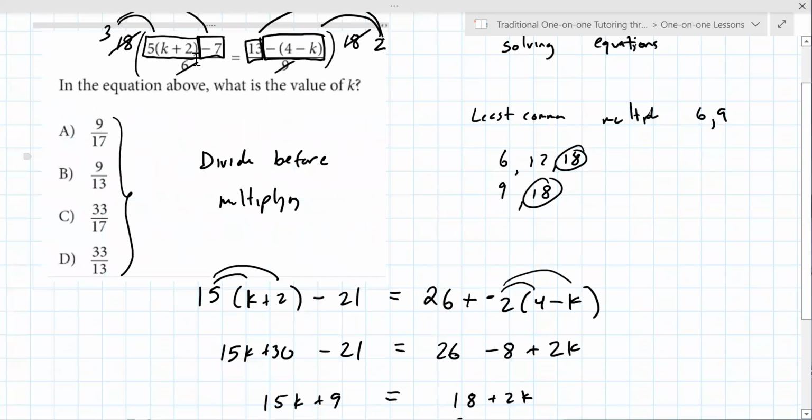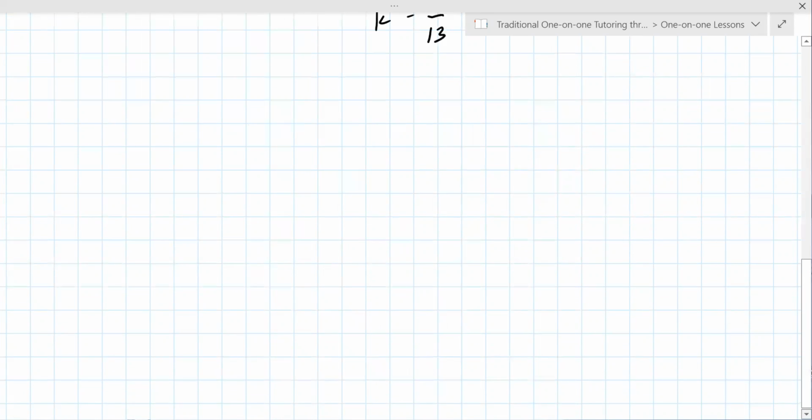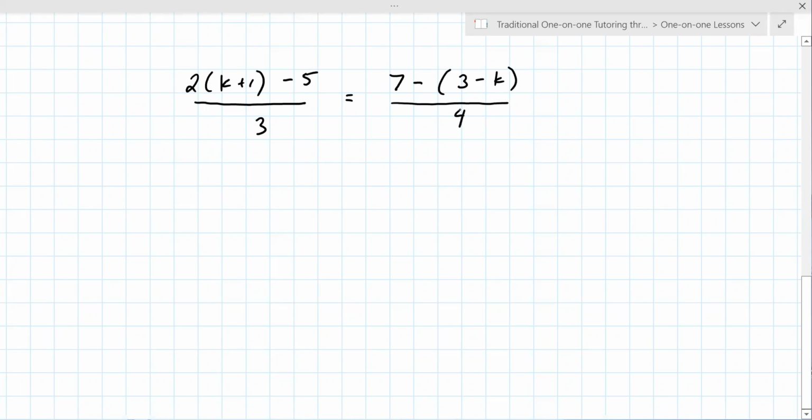So I'd like to give you one like this, but it's not as difficult because it doesn't appear that that's the emphasis here. We may see it in another problem, but any questions on that? Okay. So let's say it's 2 times (k plus 1) minus 5 over 3 equals 7 minus (3 minus k) over 4. I'll help you through this one.